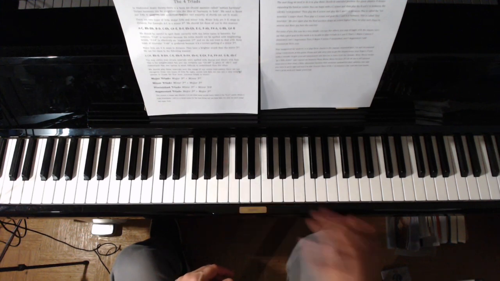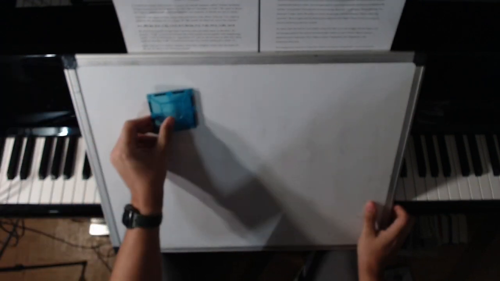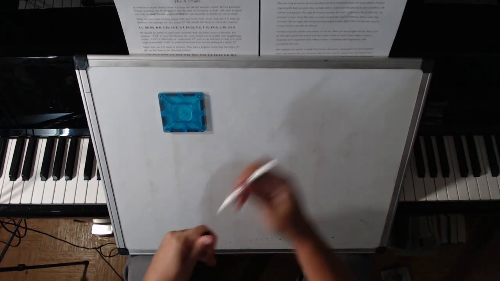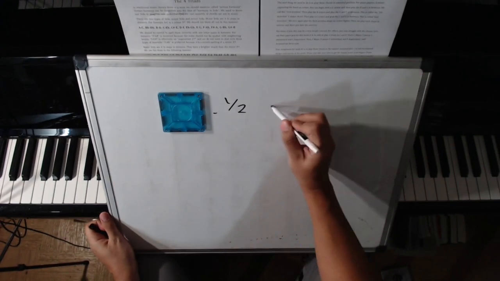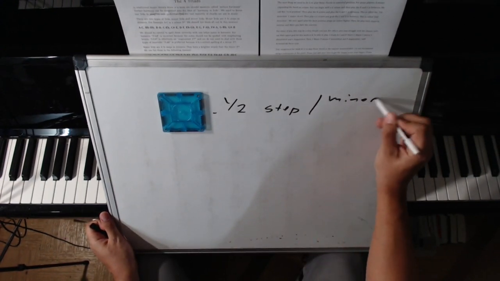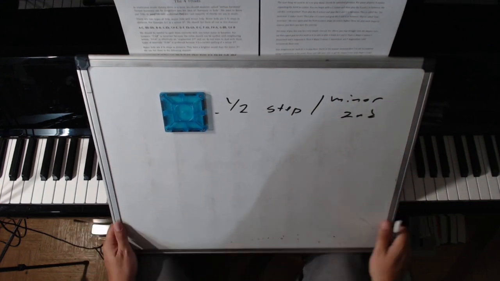And when I'm demonstrating this for my students, I always use magnet tiles to kind of demonstrate how this works. It's kind of mathematical. A single magnet tile is what we'd consider to be a half step. A half step is also called a minor second. Yes, I'm going to start with very simple stuff. You can fast forward to the more advanced stuff later on.